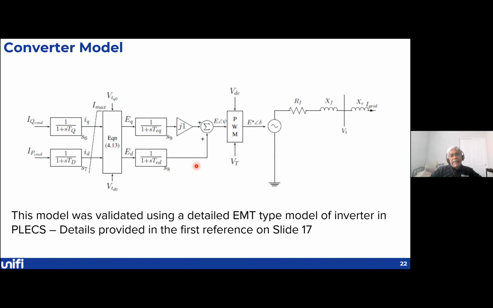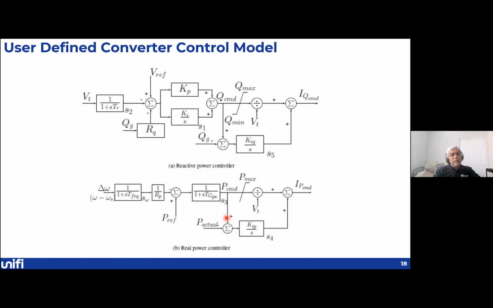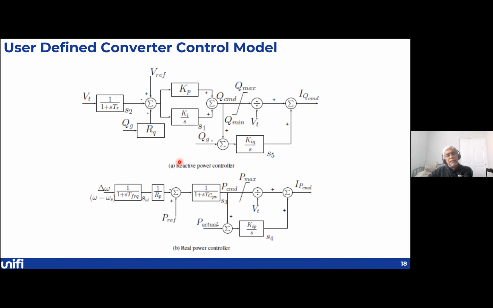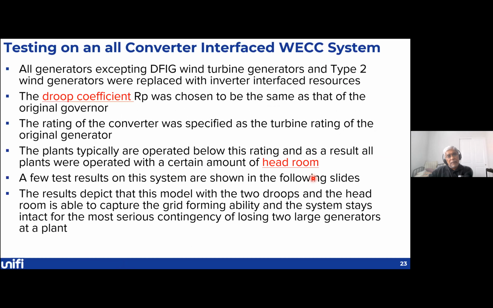And as I said, the way we validated this model was through an EMTP type simulation using PLECS. And this first reference actually shows you the validation of that particular model. So after doing this validation, we wanted to test how this inverter model performs. And we tested it on a full-blown WECC model.